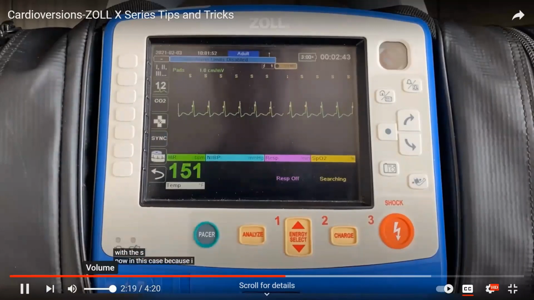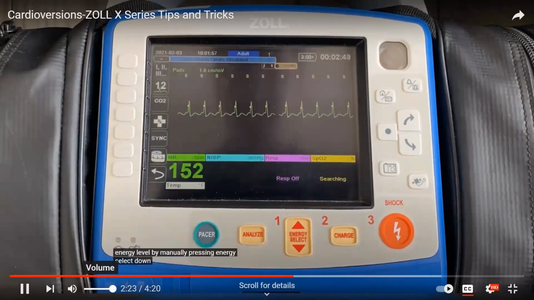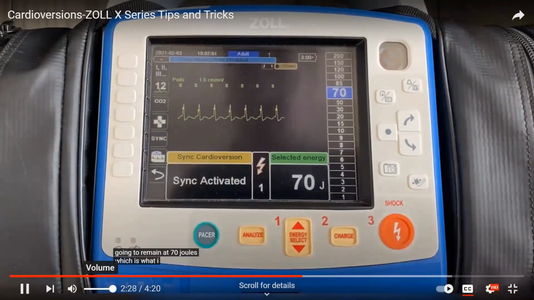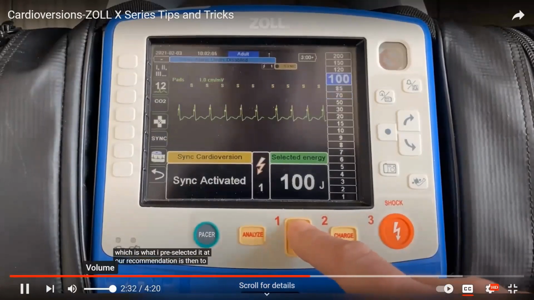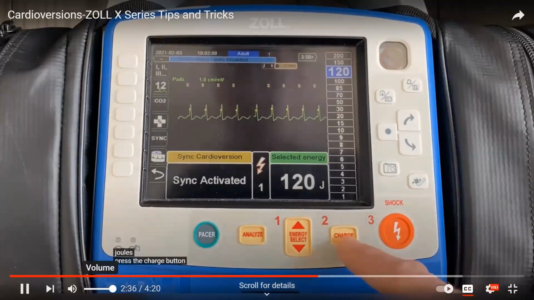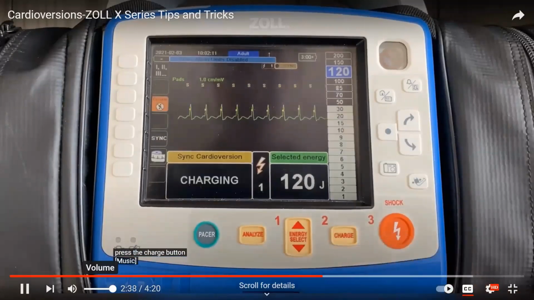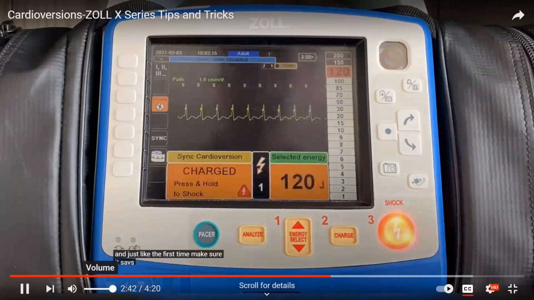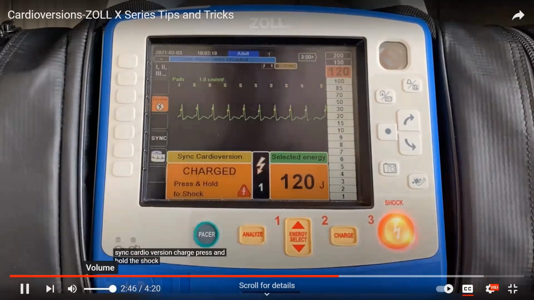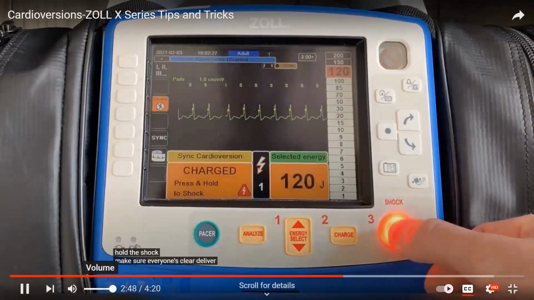Now in this case, because I dictated the energy level by manually pressing energy select down, when I go in to select it again, it's going to remain at 70 joules, which is what I pre-selected it at. Our recommendation is then to go to 120 joules, press the charge button, and just like the first time, make sure it says sync cardioversion, charge, press and hold to shock. Make sure everyone's clear, deliver energy.